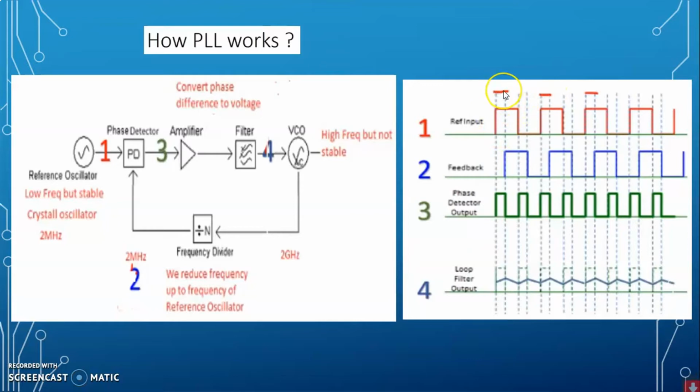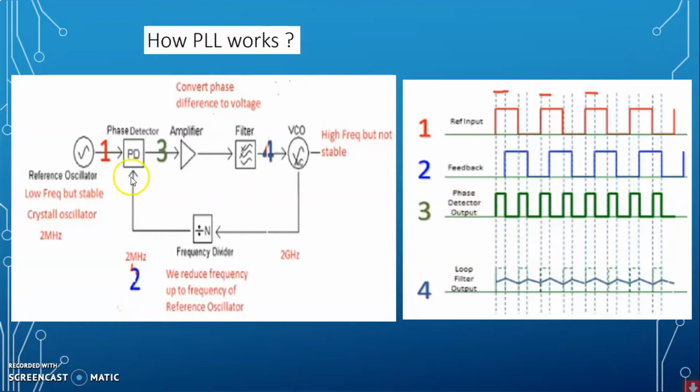This portion represents the phase difference between the reference input signal and the feedback signal. In this case, the reference input signal frequency and the feedback signal frequency are the same, hence the phase difference is the same. The phase detector gives the phase difference between the reference signal and the feedback signal. Note that at any cycle, the phase difference is constant.